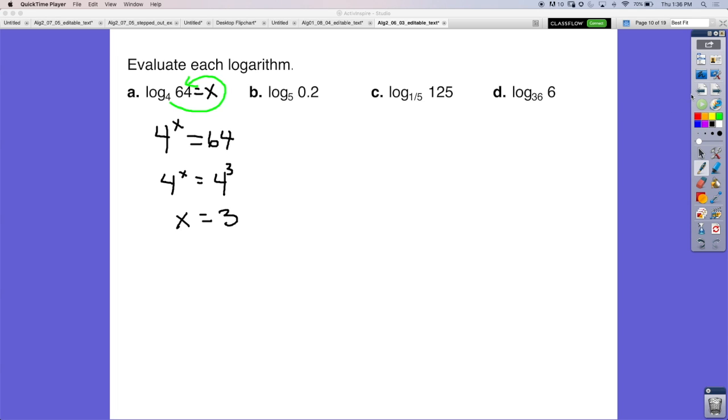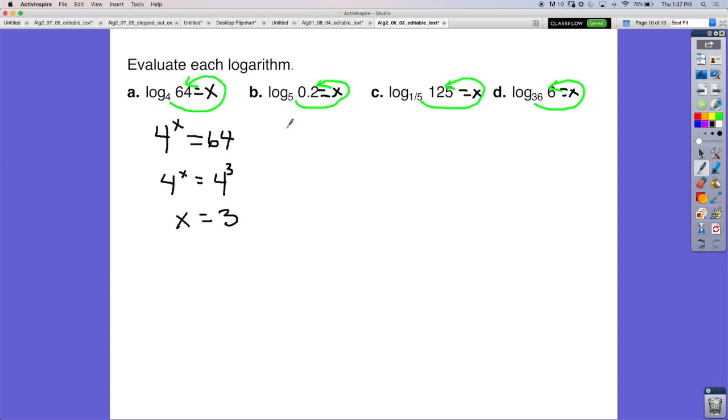Okay, so let's do b now. I'm going to have it equal x. That's the first thing. Just write it for all of them. Okay, I'm going to swoosh this one. I will swoosh this one. I will swoosh that one. Okay, let's do the first one. Let's rewrite it as an exponent. What do I write first? 5 to the power of x equals 0.2.